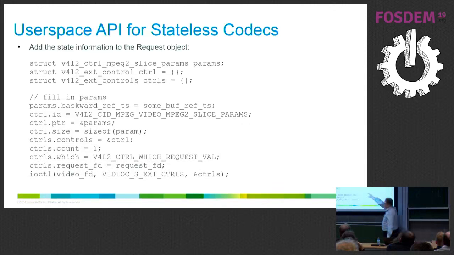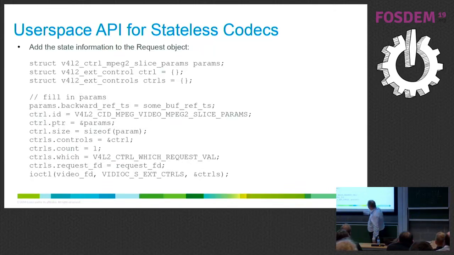For MPEG-2, there is a slice params control. That's basically a fancy structure with data that you can set in your application, and it can be stored in the request and read out by the driver. There are actually two controls related to MPEG-2, but no room on the slide, too complicated, so I just addressed that one. We're using the control API.